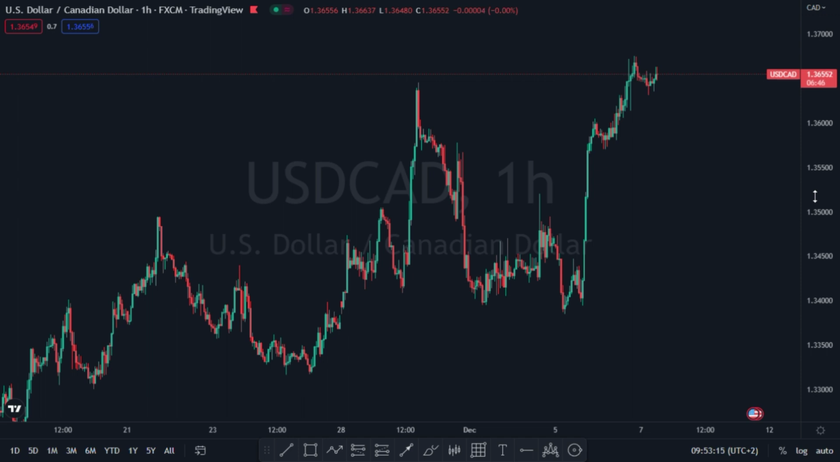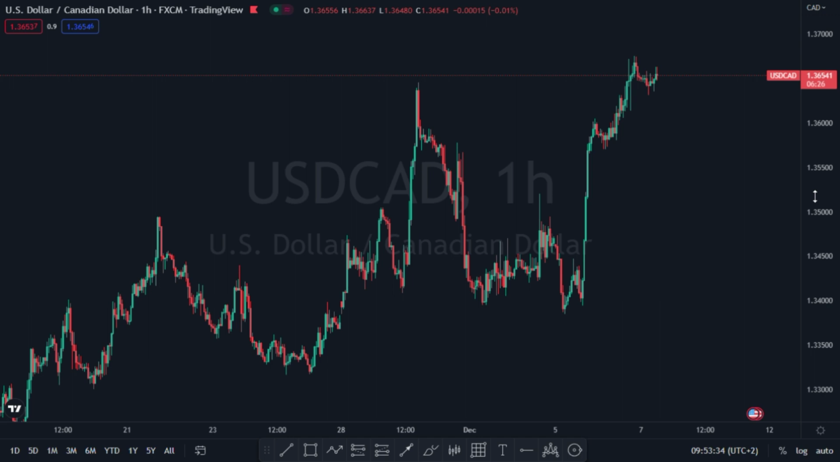There is a lot that is going on here on USD CAD. I think that there's a lot of money to be made here on USD CAD. But without wasting much time, let's get into it.